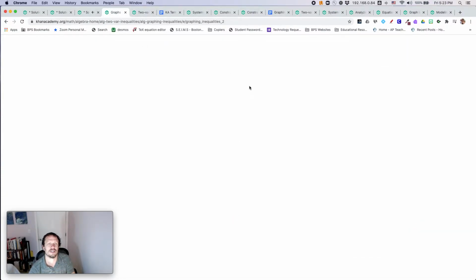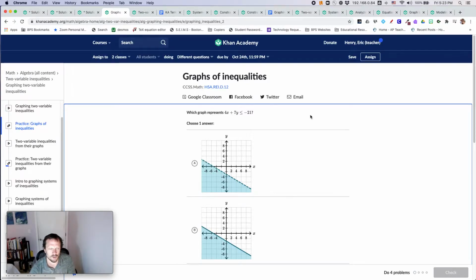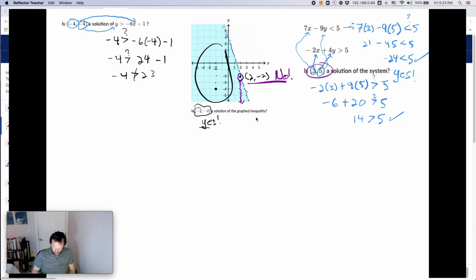Next exercise. Graphs of inequalities. Which graph represents this? So here we come on graphing. We're just going to make a quick graph of this. For x plus 7y. Left that a little too small. Sorry for my eyes. Much better. So to do this, we're going to move the 4x to the other side. 7y less than or equal to 4x minus 21.